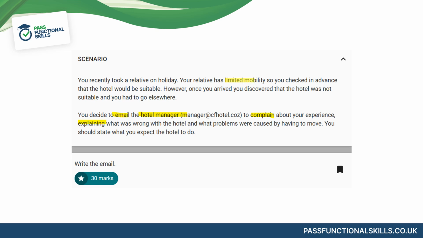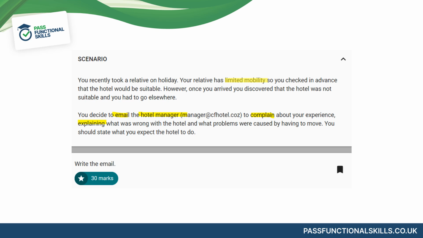So your relative has limited mobility. Now, this is why it's a really good idea to look at past papers, so you can come across any phrases like these that you're not sure what they mean and try and broaden your vocabulary before you go into the exam. So this phrase, limited mobility.